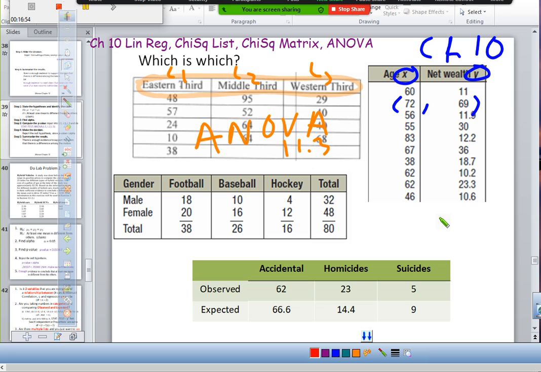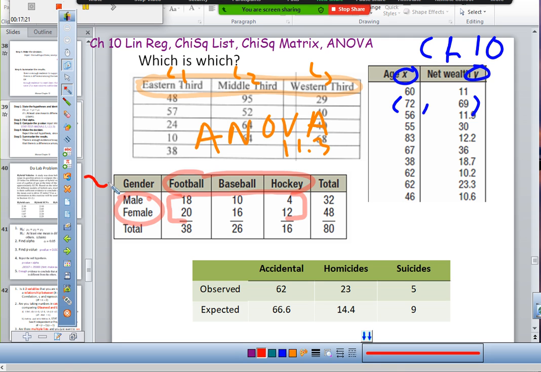Okay, so you guys have this one. It is a chi-squared matrix. Here's my matrix. Because I have categories on the top and the side both. A matrix is only a matrix if you have rows, in other words, categories on the side and the top both. So this is a chi-squared matrix. 11.2.